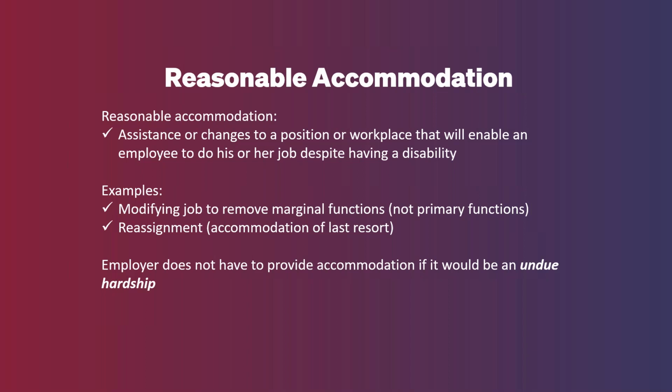So reasonable accommodation: assistance or changes to a position that will enable an employee to do his or her job despite having a disability. Again, this could be voice to text software for someone who is blind or visually impaired, for example, or a change to work equipment, some sort of ergonomic adjustment that would allow an employee to do their job.